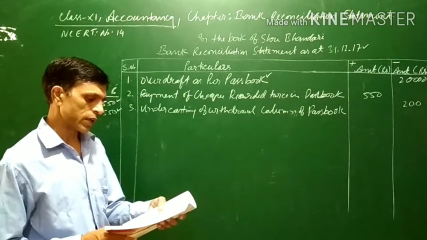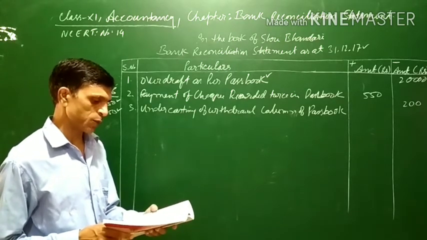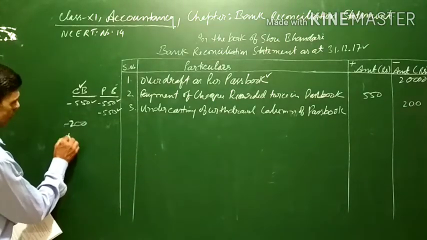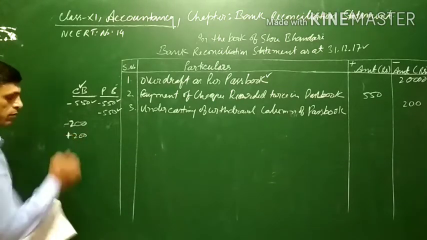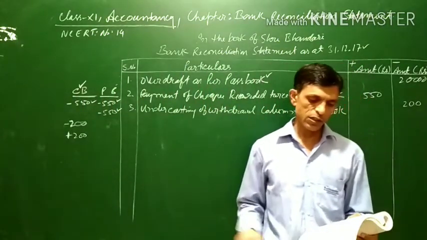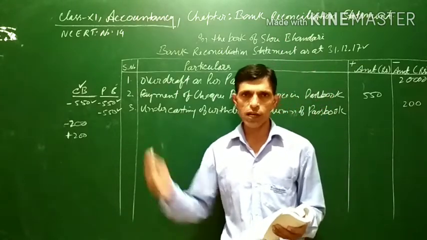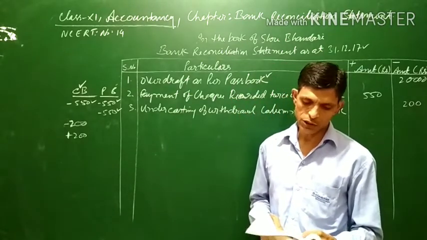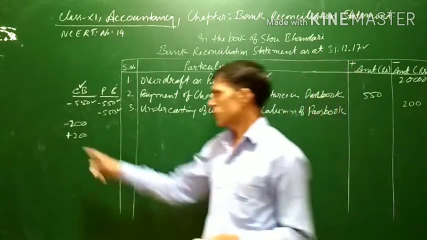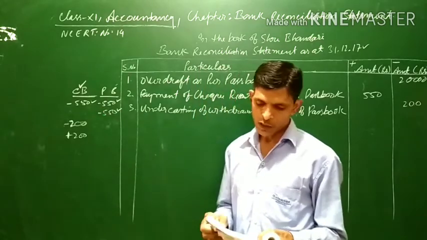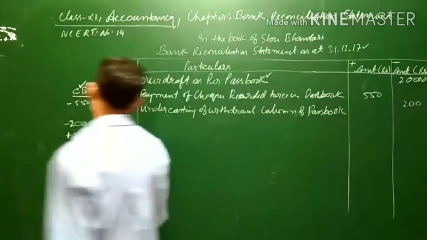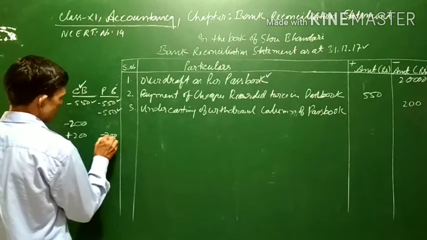Again, a check of 200 has been debited in the bank column of the cash book, but it was not sent to bank. Debiting in the cash book means addition, that is, we have recorded it on the debit side, the receipt side of the cash book. It was not sent to bank, which means in the passbook 200 less balance will be reflecting.